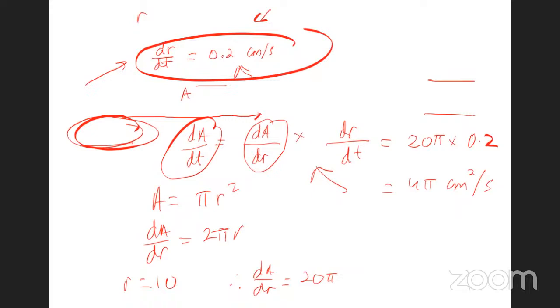Do we get marks for units? If you have 4 pi centimeters squared per second, you'll look smarter, right? But at this level, they'll give it here. So we're doing a few of these. Some will be easy, some will be a little more challenging.